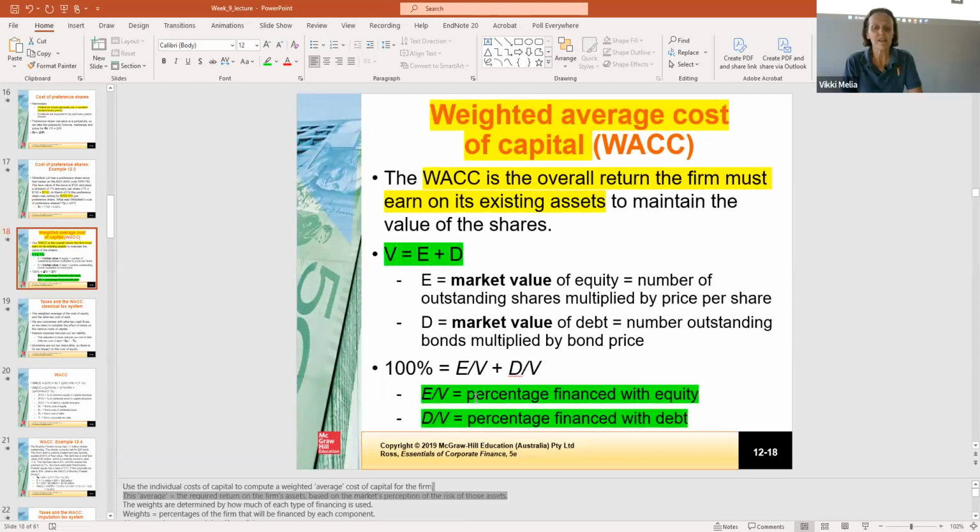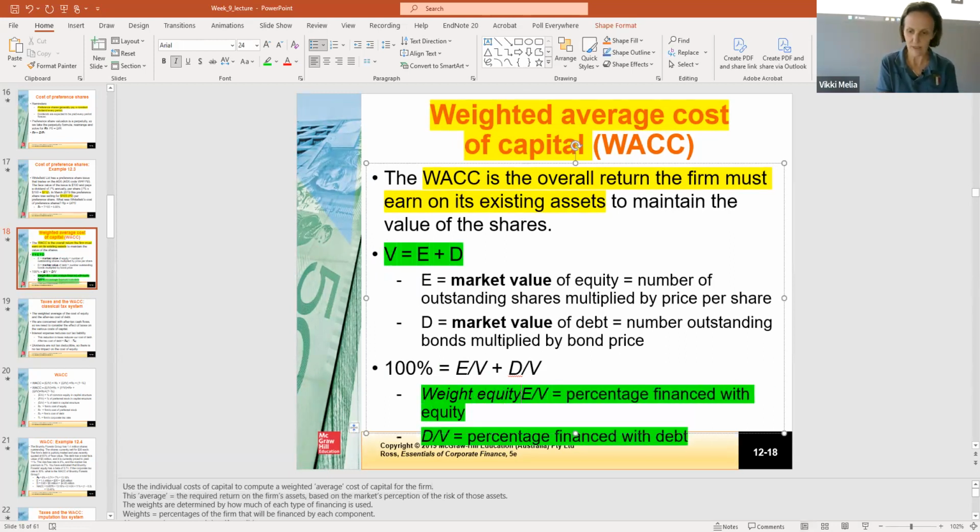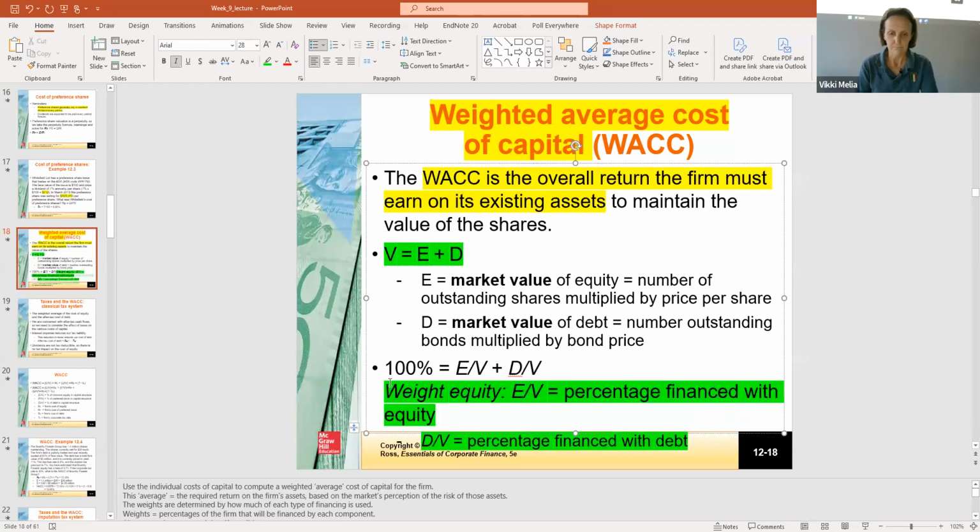So right down the bottom here, you can see then we determine the weight. This is actually the weight of equity. And the weight of equity is E. E is the market value of equity divided by V. V is the total market value of the company, the equity and the debt added together. So the weight of equity is E divided by V. And the weight of debt is D divided by V.